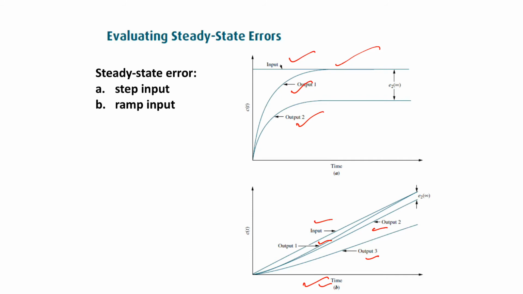For the ramp input, there is another possibility for the output, output 3. If the output slope is different from that of the input, then output 3 results. Here the steady state error is infinite, as measured vertically between the input and output 3 after the transients have died out, as t approaches infinity.